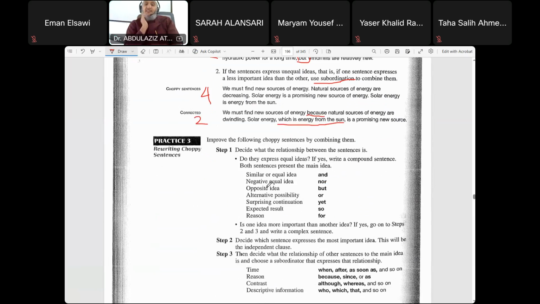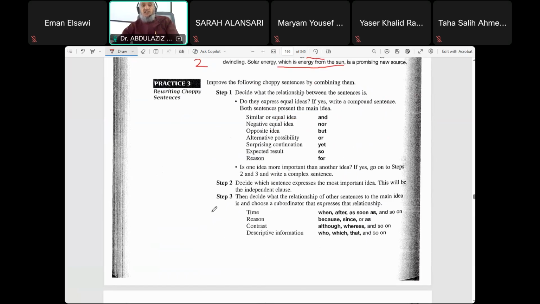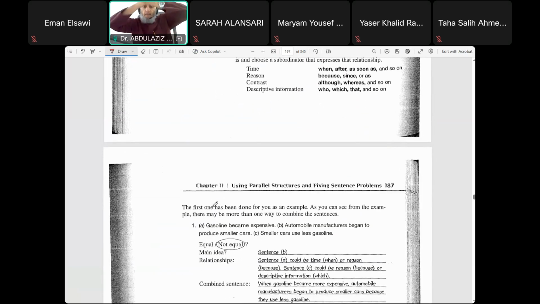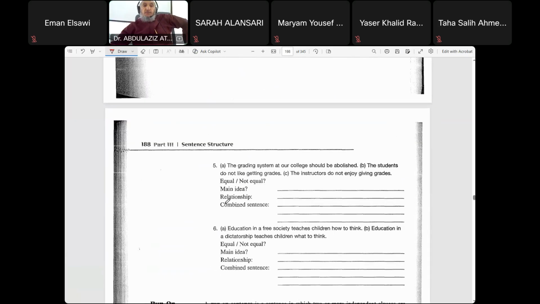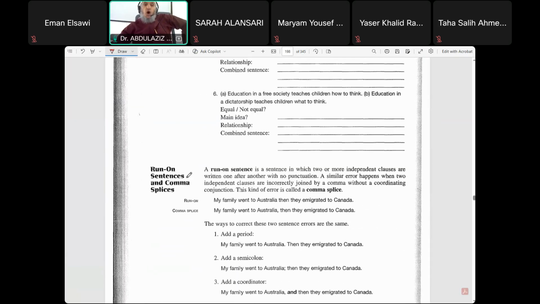Okay, now we understand how to solve the problem of choppy sentences. Either combine them or use subordination. Now let's go to number 3. Run-on and comma splice. Remember, run-on and comma splice.